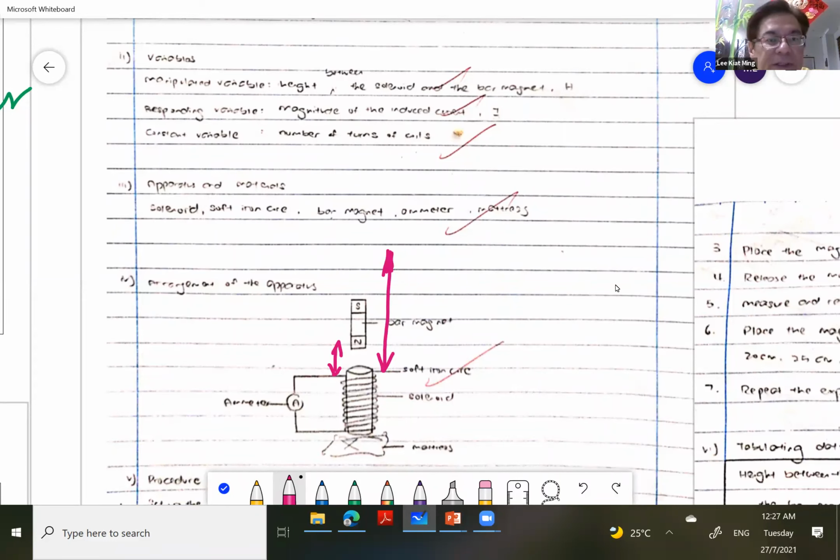Very simple. Let's take a look at the manipulated variable. Manipulated variable is over here. So it is saying that the height between the solenoid and the magnet, can you see or not? The height between the solenoid and the magnet. These actually represent the speed, which is the correct thing for you to write.